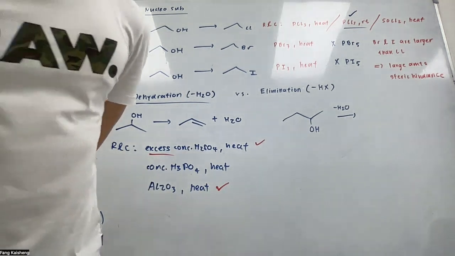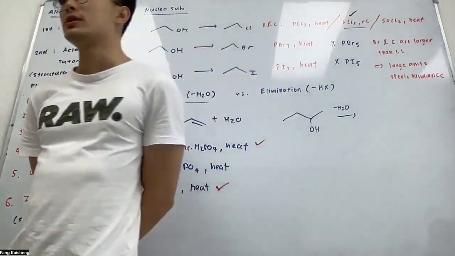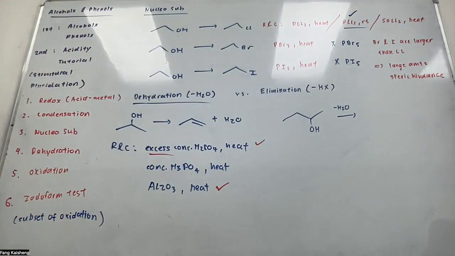Okay, I see some of you have drawn only 2 products. There are actually 3 products. We've done this exercise in halogen derivatives.